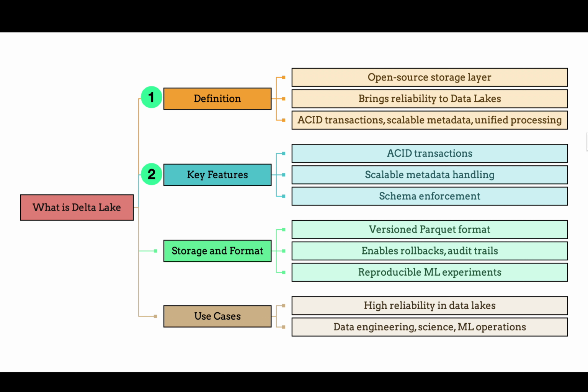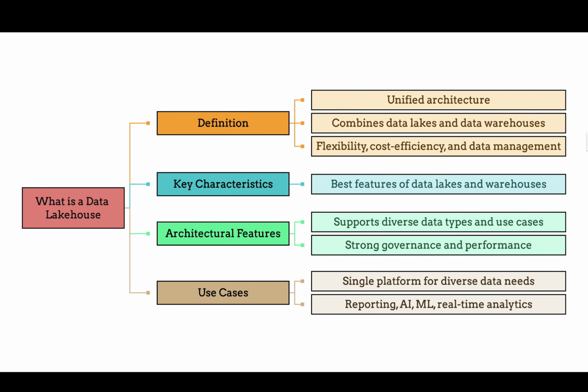2. Key features. Includes ACID transactions, scalable metadata handling, and schema enforcement. 3. Storage and format. Stores data in a versioned Parquet format, enabling rollbacks, full historical audit trails, and reproducible machine learning experiments. 4. Use cases. Best suited for scenarios requiring high reliability and data consistency in data lakes, such as data engineering, data science, and machine learning operations. What is a data lakehouse?